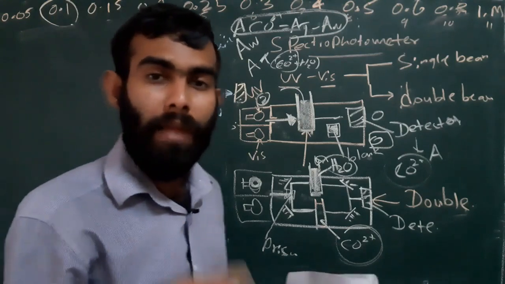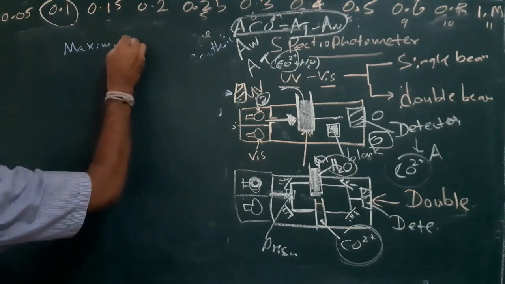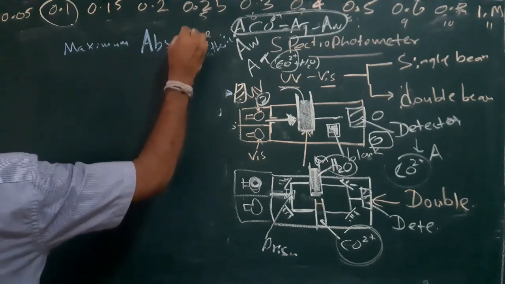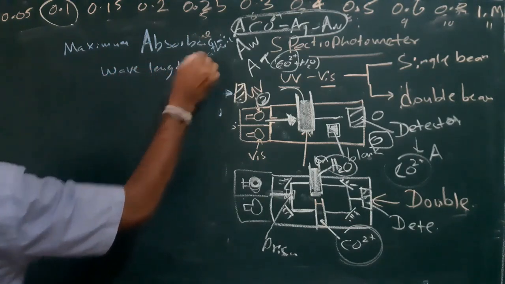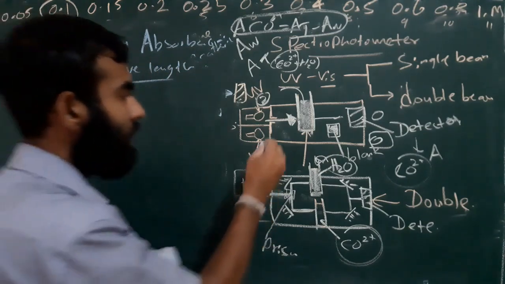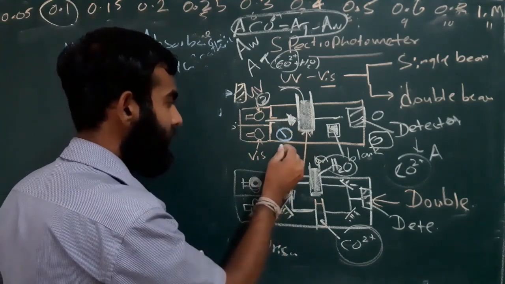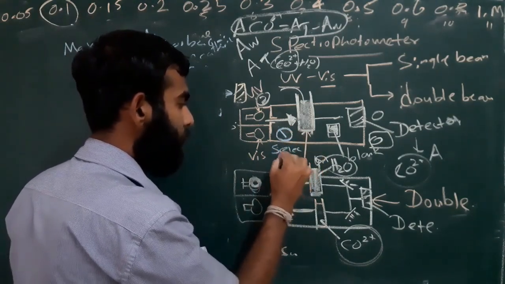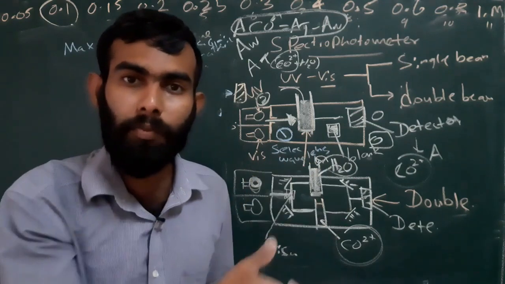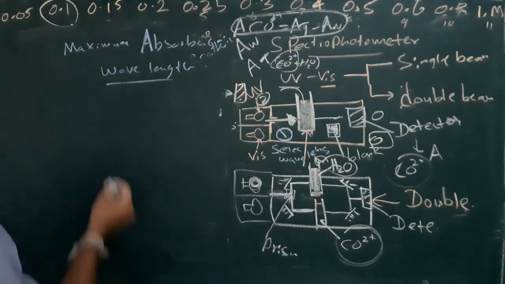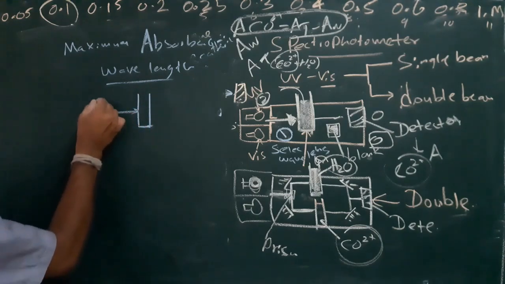So we have to get the maximum absorbance wavelength. To find that, there is an adjustment in the spectrophotometer. We can change or select the wavelength. We can change the wavelength of this instrument. Initially, now I will put my sample cell into the instrument.